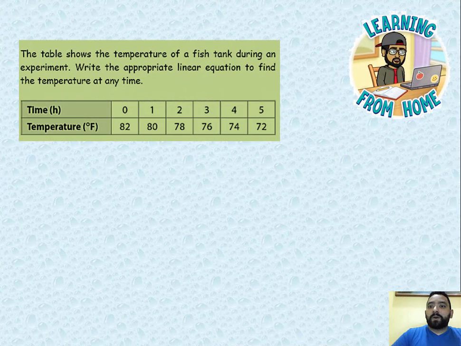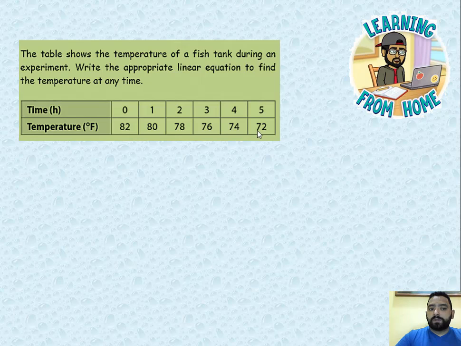Hi everyone, today we are going to talk about how to find the slope from a table, and in this case we are going to solve this problem. The table shows the temperature of a fish tank during an experiment. Write the appropriate linear equation to find the temperature at any time.